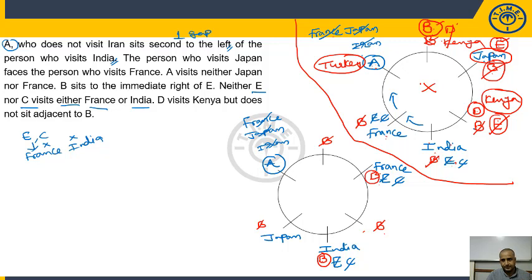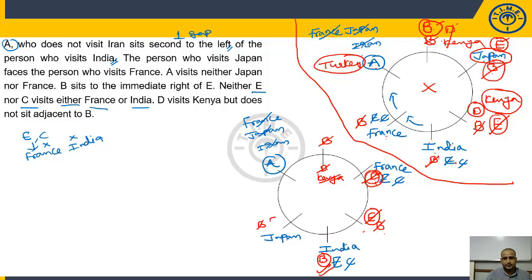Clear? Okay. Now let's move to this arrangement. If I take B here, B can be in one of these two positions. If it is B, this will be E. Now B is from France, E, and here India, here Japan, and here A. So D, Kenya, has to be here, the only one remaining. So then D will be adjacent to B. But as per the information, D visits Kenya but does not sit adjacent to B. So D cannot be here. So B cannot be here. So E cannot be here. So the only possibility is B here.